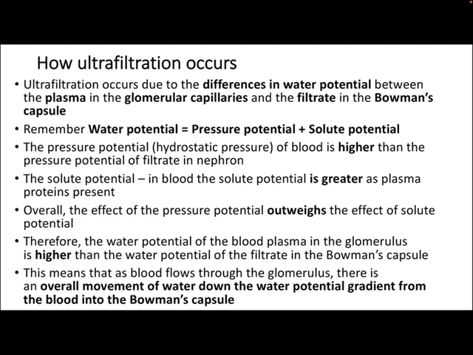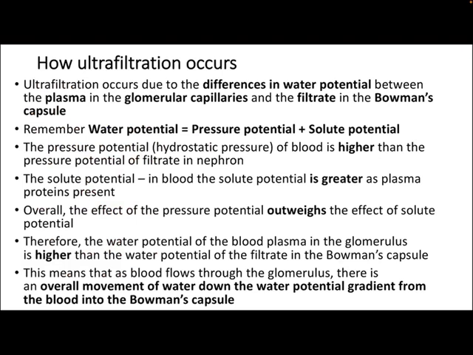So in the blood, the pressure potential, the hydrostatic pressure, is high and is much higher than the pressure potential of the filtrate in the nephron. The solute potential in the blood is greater as there are plasma proteins present in the blood, but there are none in the filtrate. But overall, the effect of the pressure potential is much greater. It outweighs the effect of the solute potential.